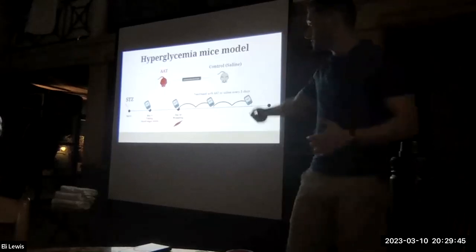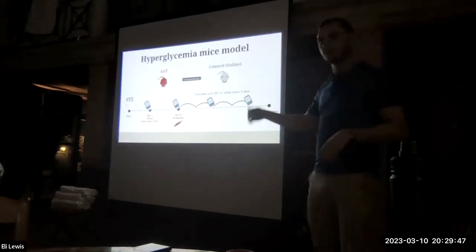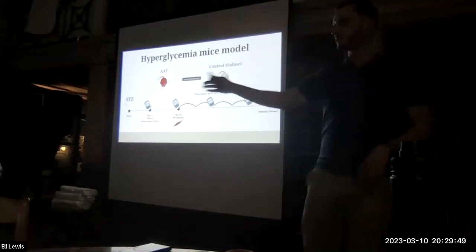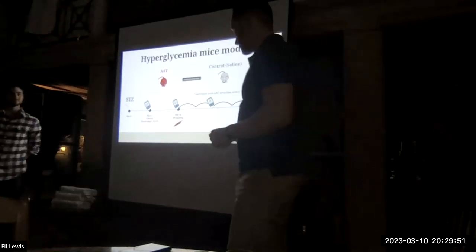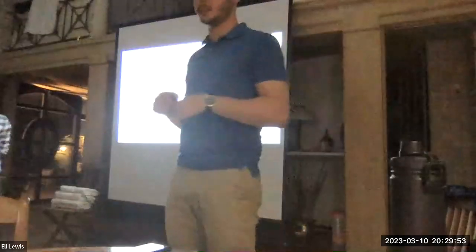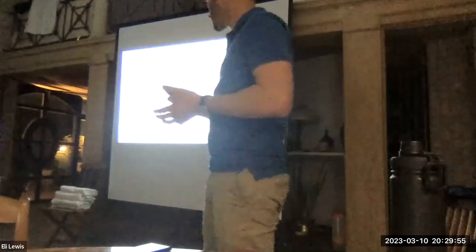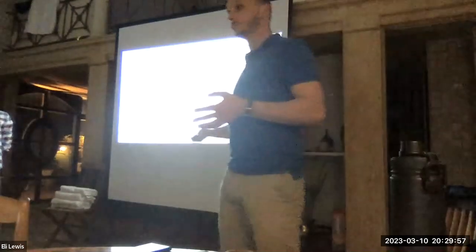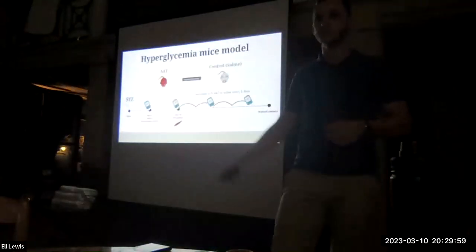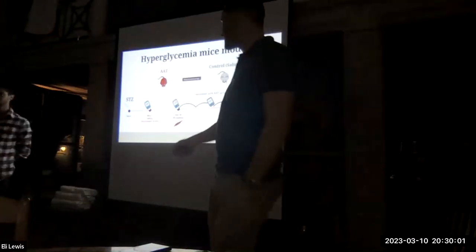And to induce hyperglycemia, we use an alkylating agent called STZ, which goes into beta cells and impairs the secretion of insulin, which in turn causes hyperglycemia. 3 days after the injection of STZ, we were given this amount.